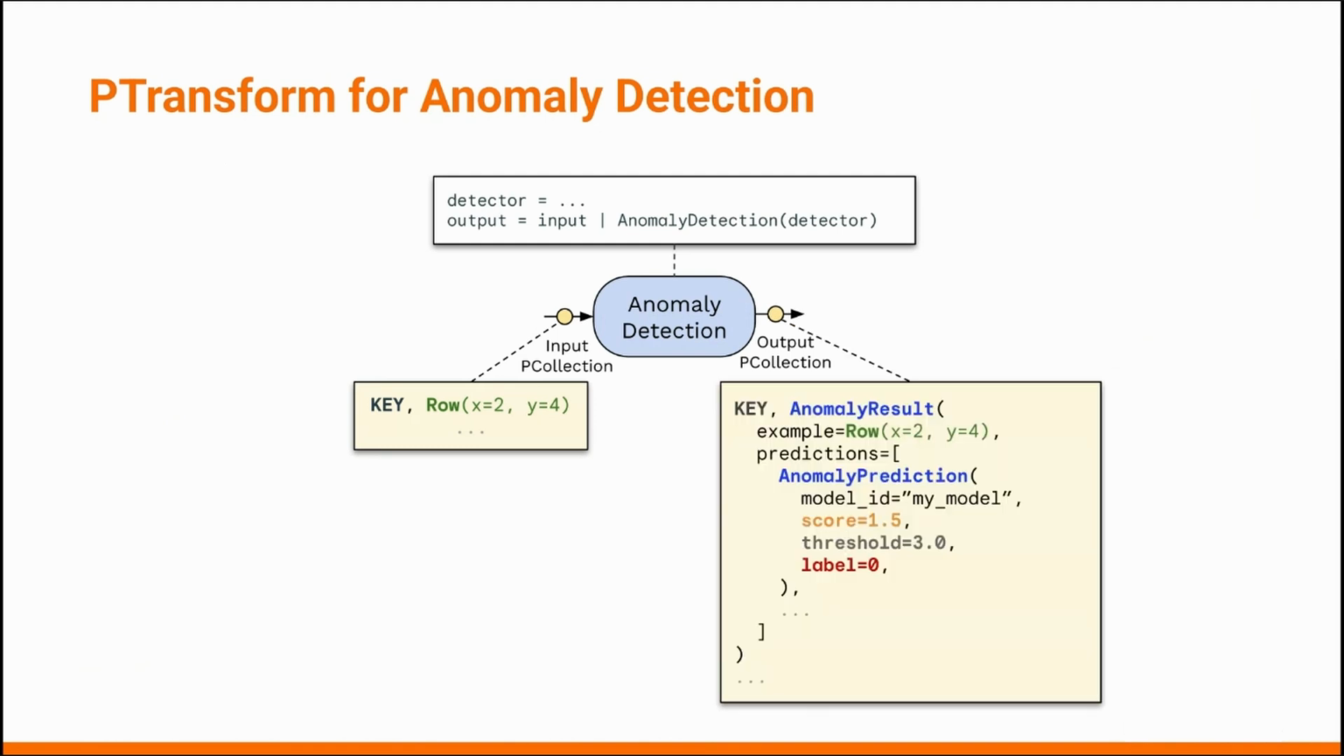The output element is a key-value pair. The key remains the same as the input, while the value is a data class, AnomalyResult, containing the original data in green and a list of prediction results, possibly from different detection methods. Each prediction result includes the model ID, the anomaly score in yellow, the threshold used to determine an outlier, and the predicted label in red. 0 is for normal and 1 is for abnormal.